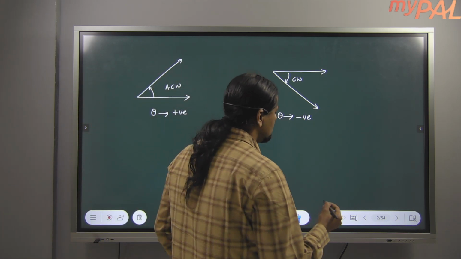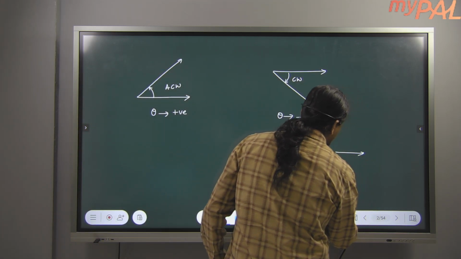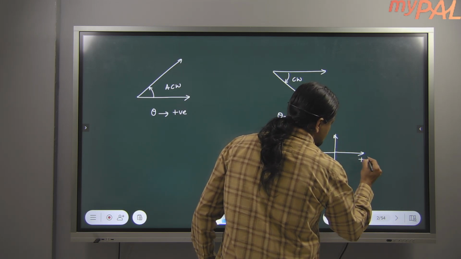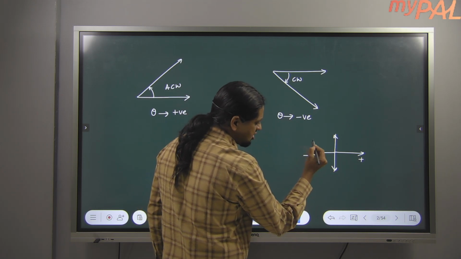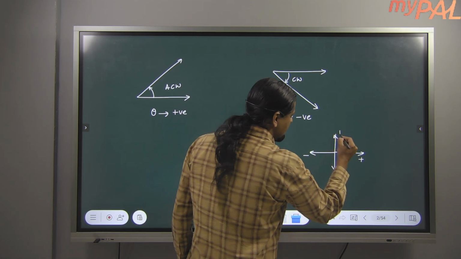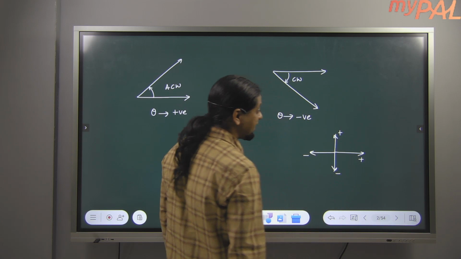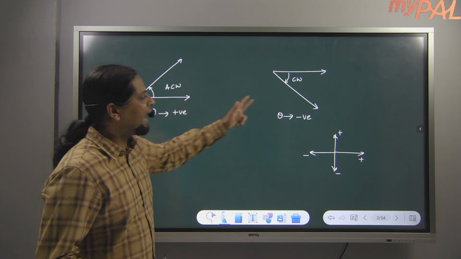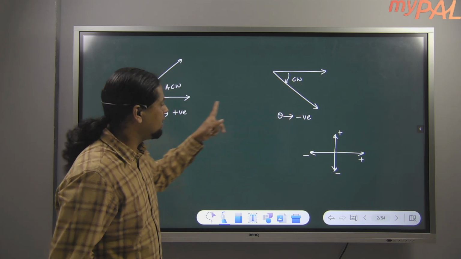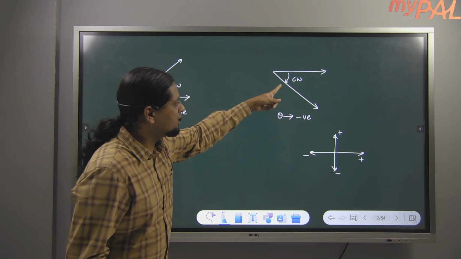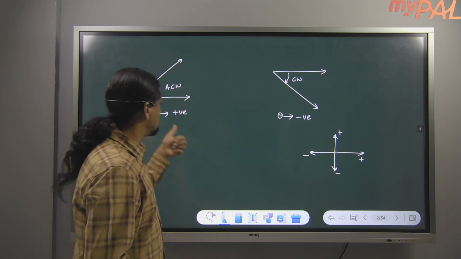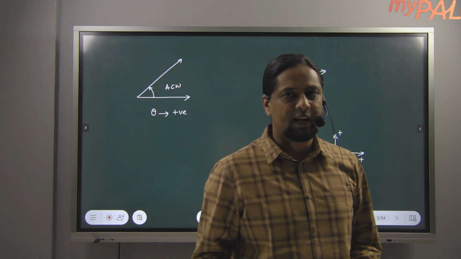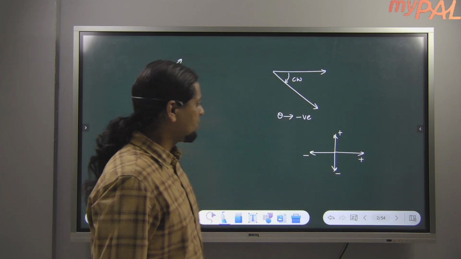What is a convention? We know that whenever we draw the x-axis and y-axis, this is considered the positive x-axis and this is the negative x-axis. In the same way, positive y-axis and negative y-axis. This is a convention which is followed. Similarly, for angle measurement, depending on whether I'm measuring in the anti-clockwise or clockwise direction, we say that theta is positive or negative. This is the first thing that you need to know.